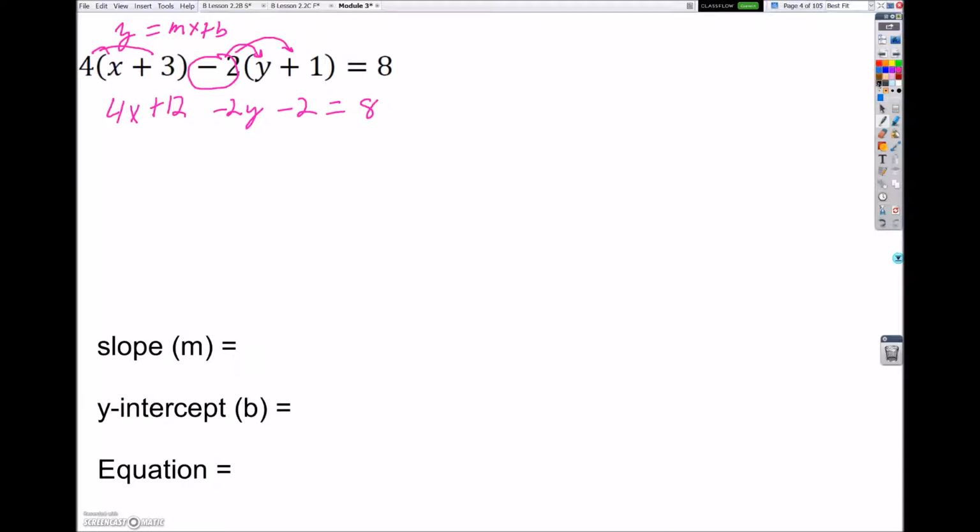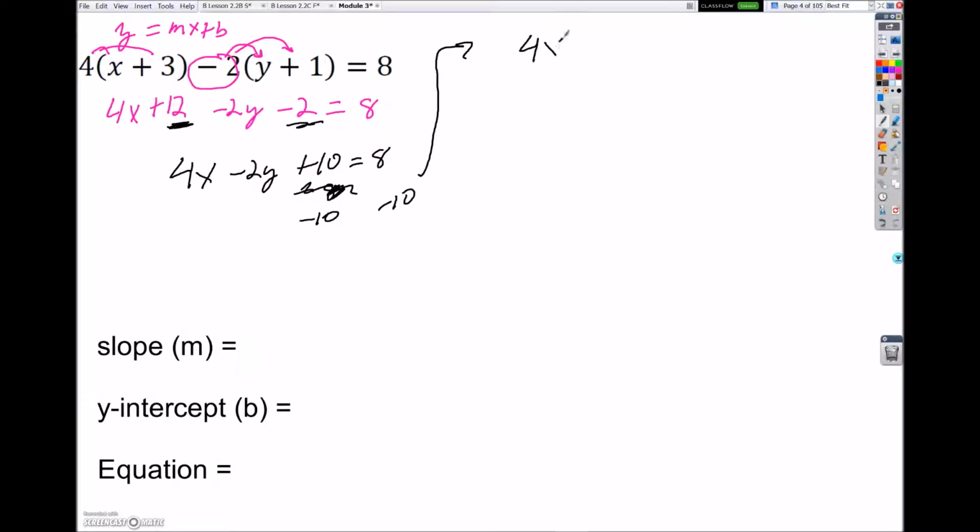So now I'm going to combine like terms. I'm going to combine 12 and -2. So I'm going to have 4x minus 2y plus 10 is equal to 8. Next thing I'm going to do is subtract 10 on both sides of the equal sign. And I'll write it up here. This will give me positive 4x minus 2y is equal to -2.